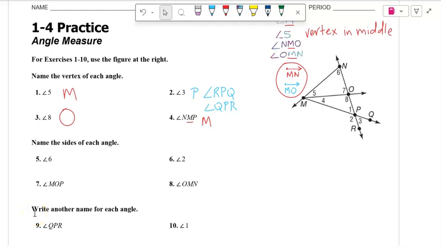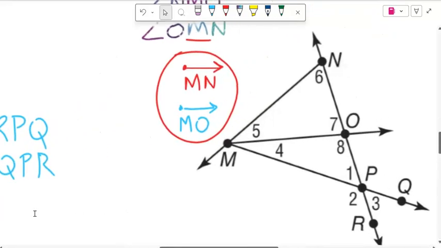So 5, 6, 7, and 8 says name the sides of each angle. We'll just do one. So number 5 is angle 6. What are the sides of this angle? NO and NM, right? It's just the two rays that create the angle.